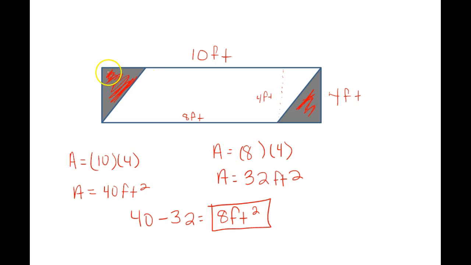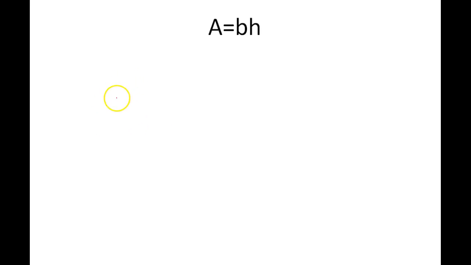And let's just say you were carpeting, putting carpet in a room, and they wanted you to only carpet this region. And you would do the same thing in real life. Like if you were to find the area, you need the area of only this little shaded region. It's the same thing. Sometimes they will give you the area of the parallelogram and they'll ask you to find the base or they'll ask you to find the height.